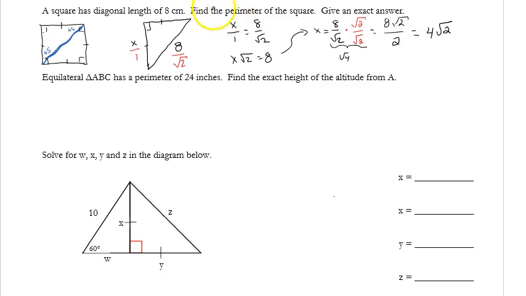But be careful, because the question's asking to find the perimeter of the square. What we just found is one side length. I just found that this is 4 square roots of 2, which means this is 4 square roots of 2, this is 4 square roots of 2, and this is 4 square roots of 2. So the perimeter would be 4 times this. 4 times 4 square roots of 2, 16 square root 2, and we are dealing with centimeters. That's the perimeter.